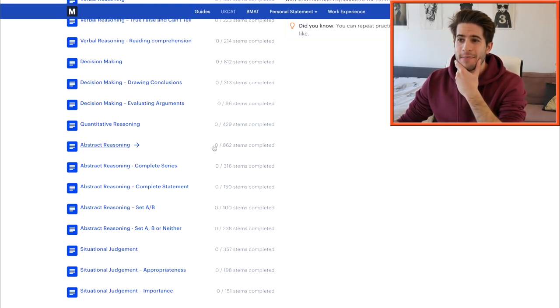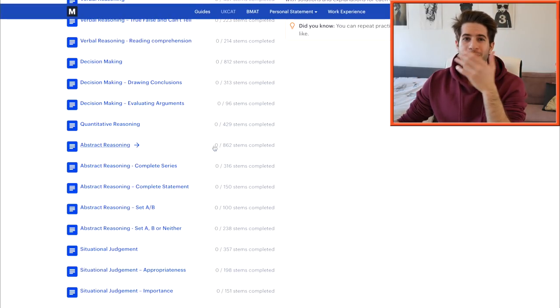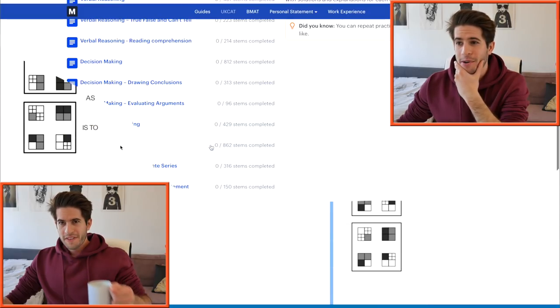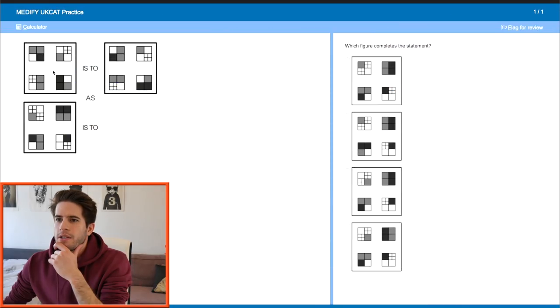As you can see, I haven't attempted any of these questions yet this year. So hopefully it all goes well and I don't embarrass myself on camera. Here we go, first question. This shape is to this shape as this shape is to that shape.